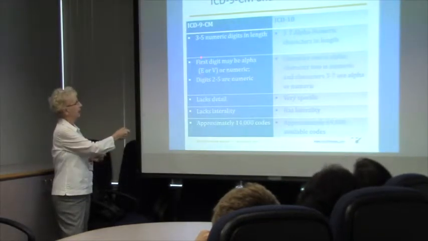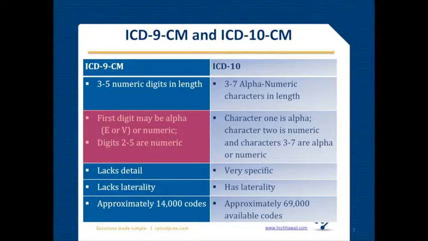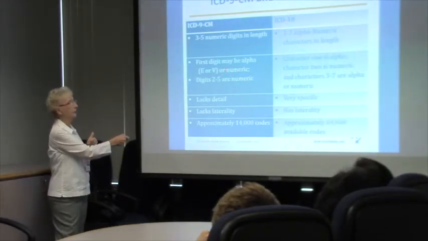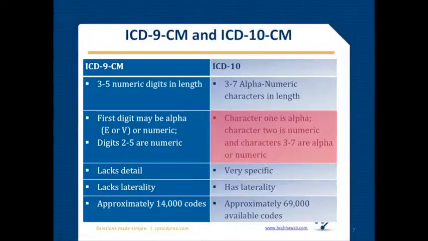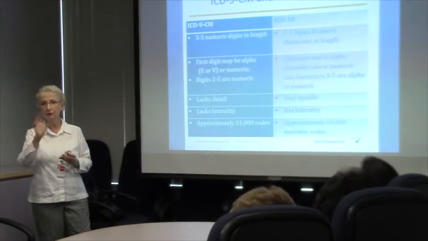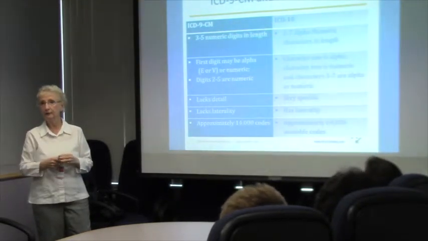In ICD-9, you have 2 sections that are alphanumeric, but only 2, your V codes and your E codes, circumstances as well as accidents. So you only have 2 alphanumeric. In ICD-10, everything is alphanumeric. Character 1 will always be alpha, character 2 is numeric, and then anything after that, 3 to 7, it's anybody's ball game. So you're going to have a mishmash of looking codes.